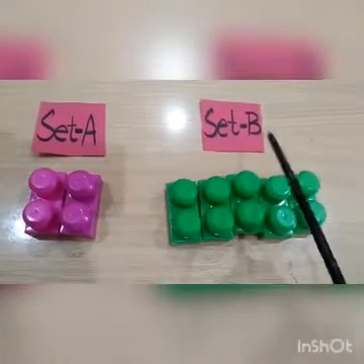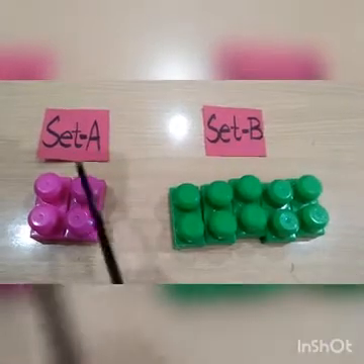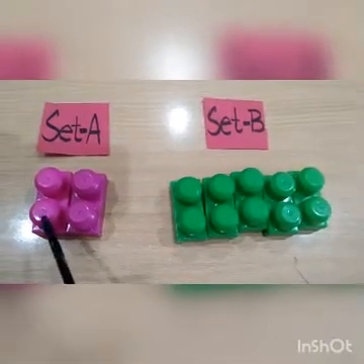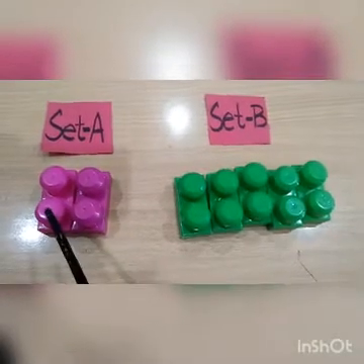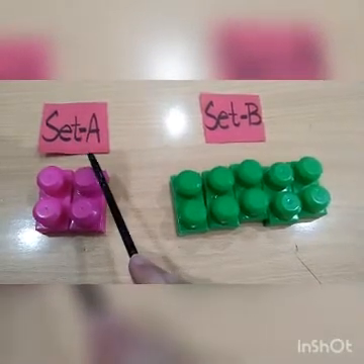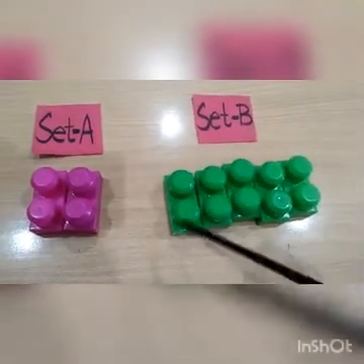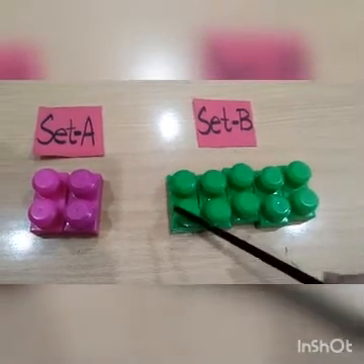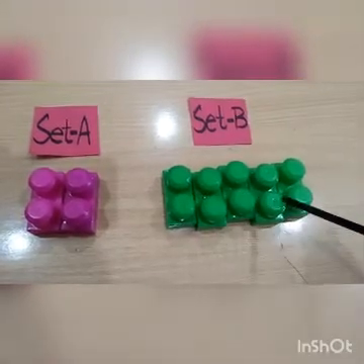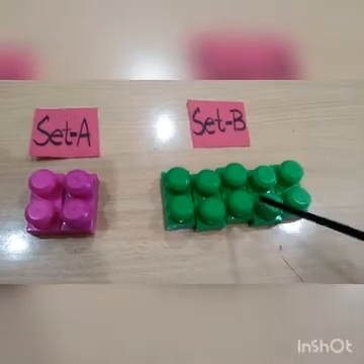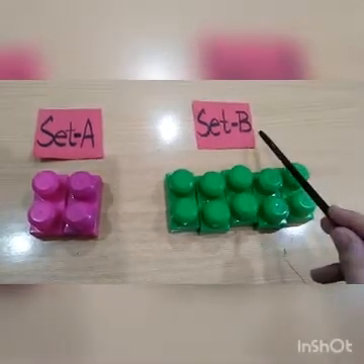I have two sets, set A and set B. In set A, how many puzzle blocks are there? Let's count: 1 and 2. There are 2 puzzle blocks in set A. Okay, in set B, how many puzzle blocks are there? Shall we count? 1, 2, 3, 4, 5. There are 5 puzzle blocks in set B.